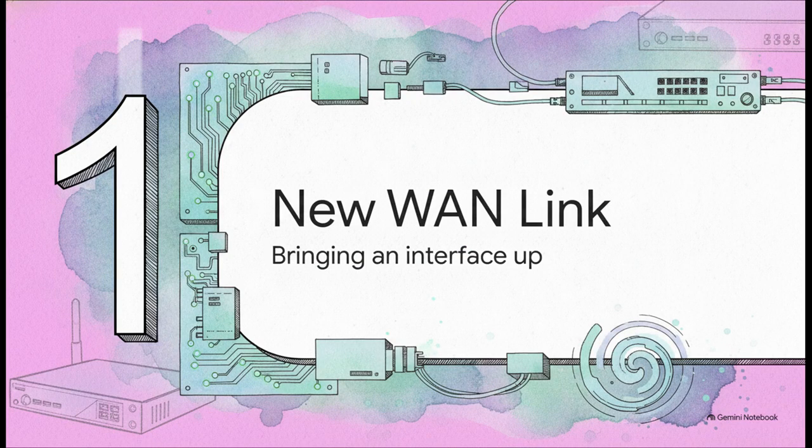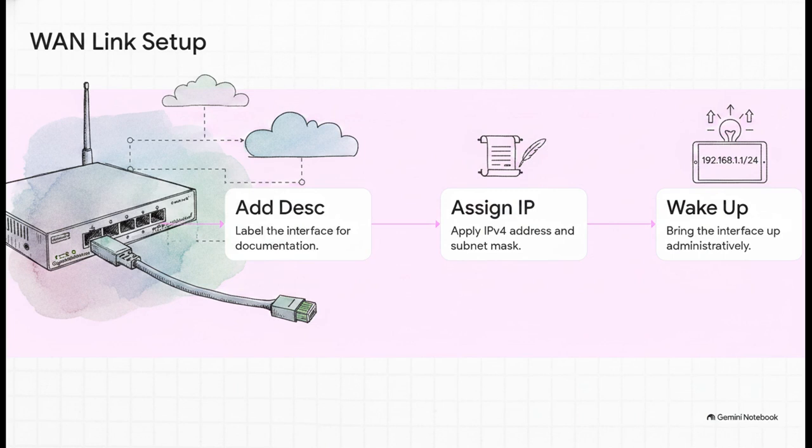Section 1. Scenario, new WAN link. Bringing an interface online. Let's kick things off with a classic day-in-the-life scenario. Imagine you've just plugged in a brand new WAN link on a router's Gigabit Ethernet 0/0 port, and you need to bring it online. To do this, we follow a pretty strict 4-step workflow.